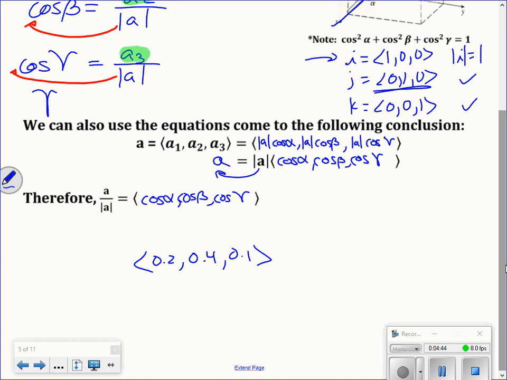But anyway, right here, if I wanted to find alpha, I have it right here. The cosine of my angle between my x-axis and my vector is 0.2. So I could backwards find out what alpha was, what the angle between the two was. And then same thing for this and same thing for that. Okay? So anyway, that's kind of interesting.